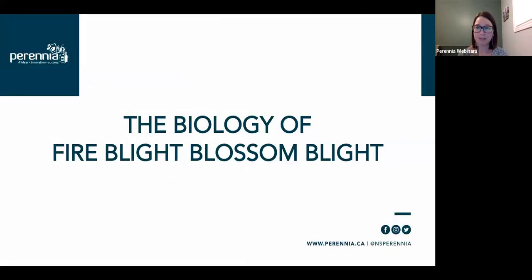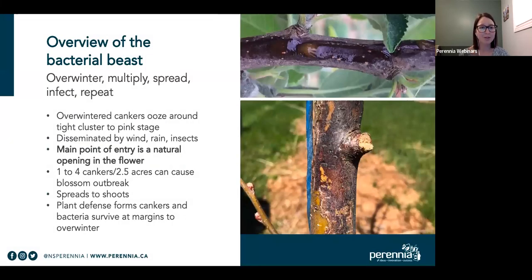So starting off with the biology. So this bacterial beast, I just want to give you an overview of its entire life cycle before we zoom in onto that blossom blight stage. So the bacteria overwinters in cankers, and we've talked about that this year. We expect them to start oozing around the tight cluster to pink stage. That's when the bacteria become active, those bacteria that have stayed within the tree and stayed alive over the winter.